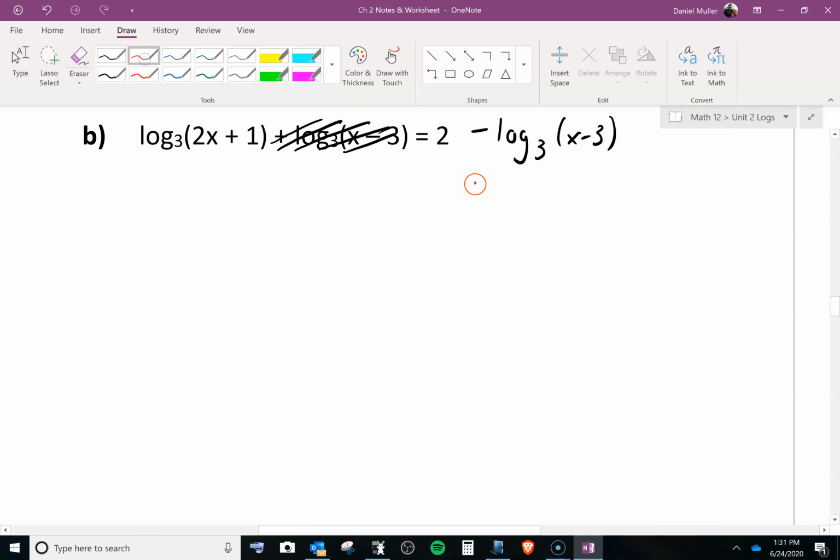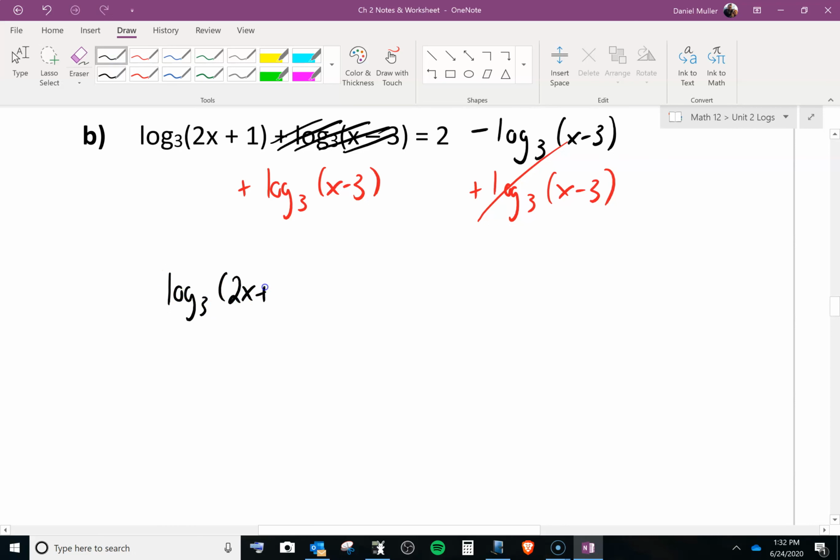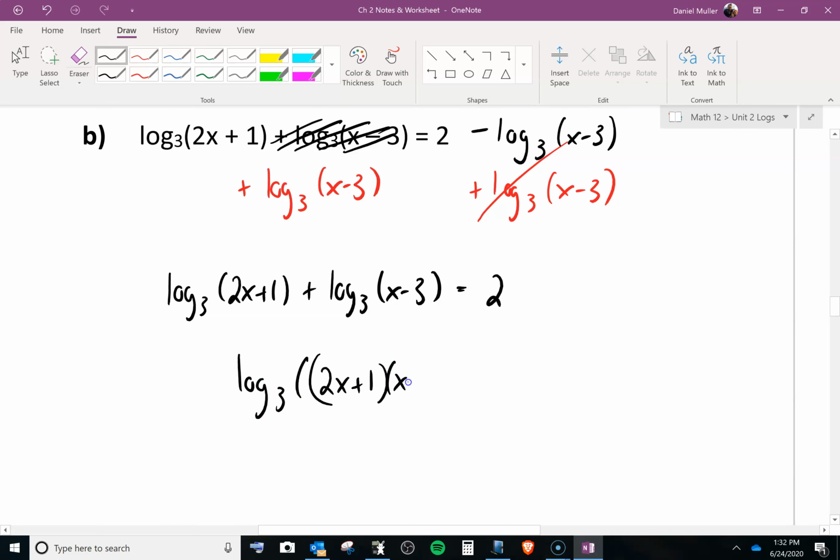So step number 1 would be to add the log 3 of x minus 3 to both sides. So those are gone. So I have log base 3 of 2x plus 1 plus log base 3 of x minus 3 is equal to 2. And now I can combine these: 2x plus 1 times x minus 3. So 3 to the power of and 3 to the power of.